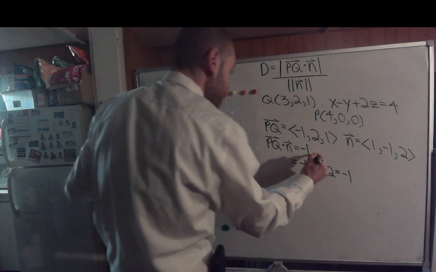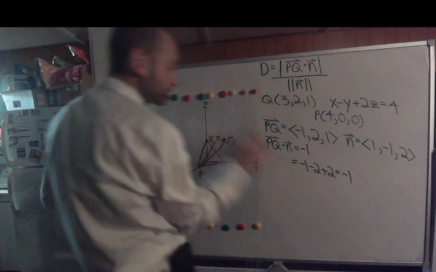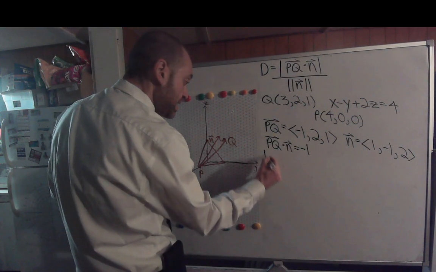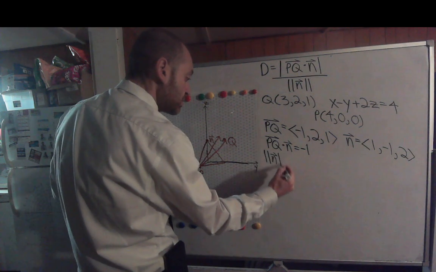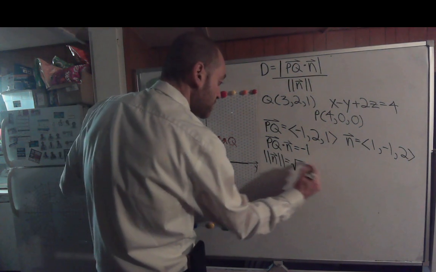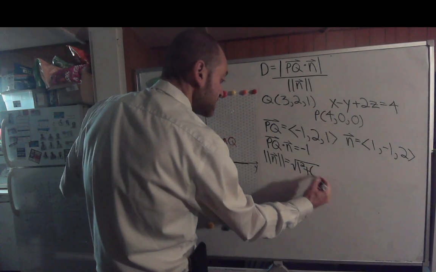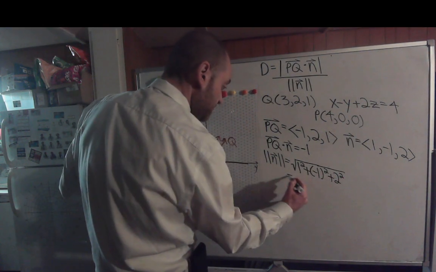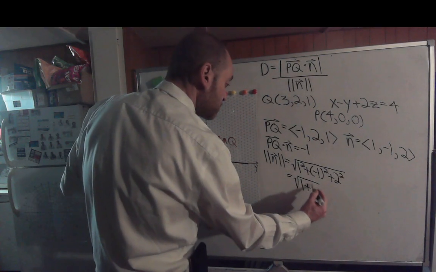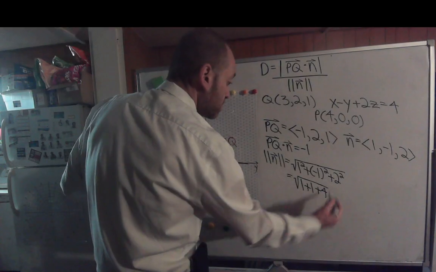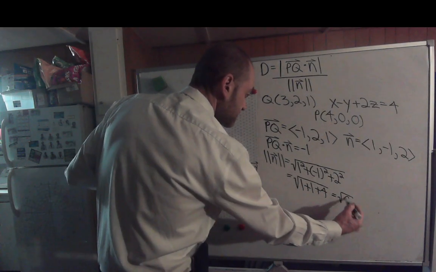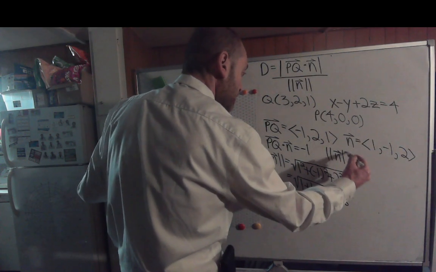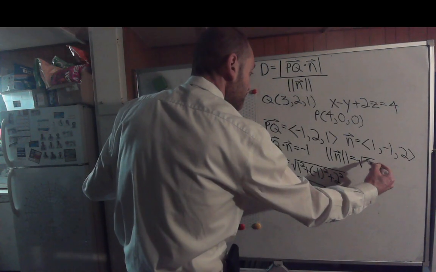So let me write that up here. Now the last thing to do is find the magnitude of the normal vector. So that's going to equal the square root of 1 squared plus negative 1 squared plus 2 squared, which will give you the square root of 1 plus 1 plus 4, or simply the square root of 6. So the magnitude of your normal vector is going to be the square root of 6.